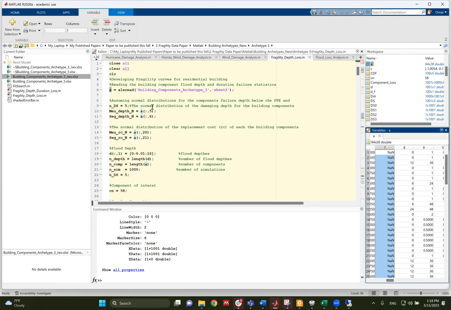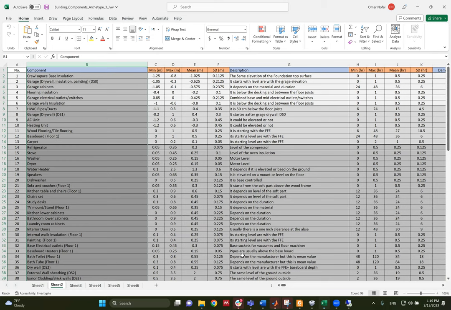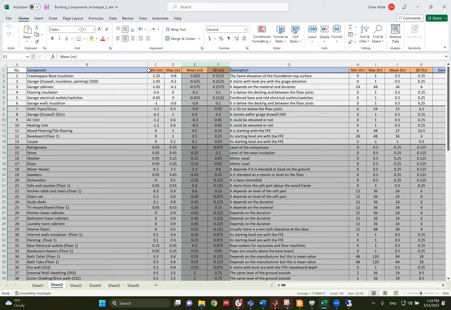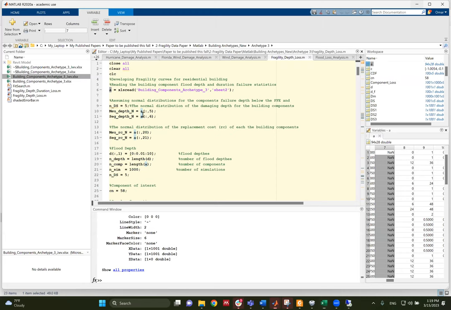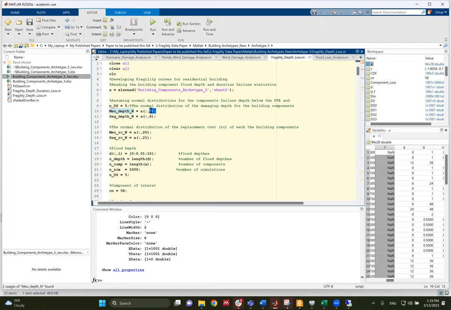What I'm interested in right now is the mean and the standard deviation of the damaging depths of the components. These two are at column 5 and column 6. So in my MATLAB code, the mean depths for the normal distribution are at column 5 and the standard deviation is at column 6. So I knew where the mean and the standard deviation were. Actually, I separated the components.